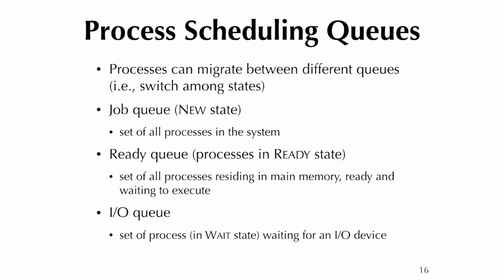Now, scheduling queues. So earlier you saw the PCB, right, with these linked lists. Well, for good reason. They are moved between different queues. A queue is like a FIFO, right? And then you can reorder them, move them. So processes can migrate between different queues. And so, there's a job queue in the new state, where all the processes in the system are. Ready queue means processes in the ready state. I/O queue means they're in the wait state. And then there may be potentially multiple of these queues.